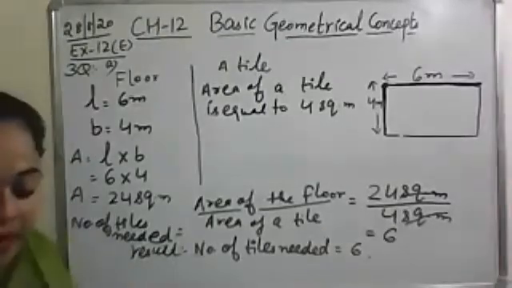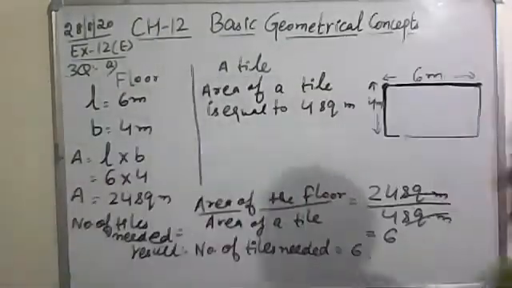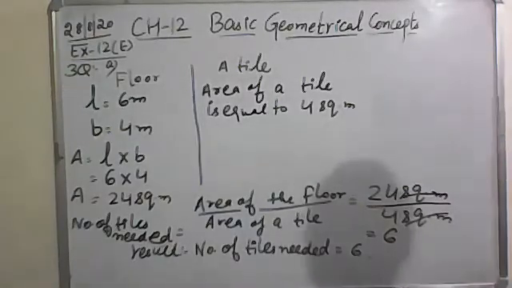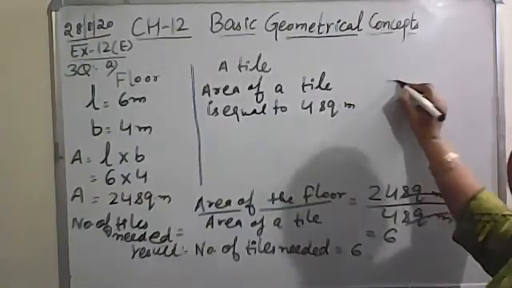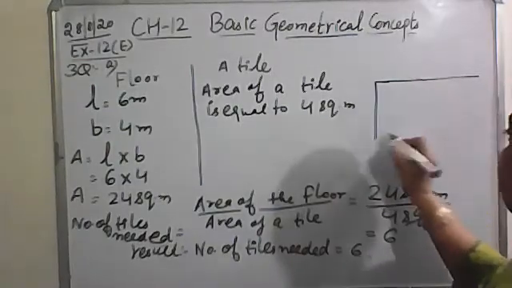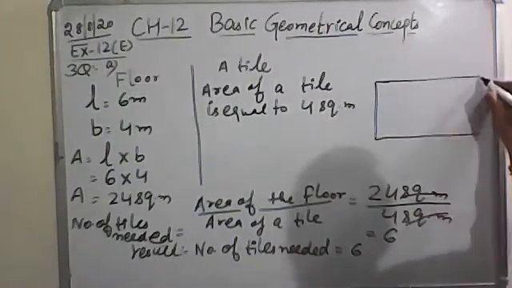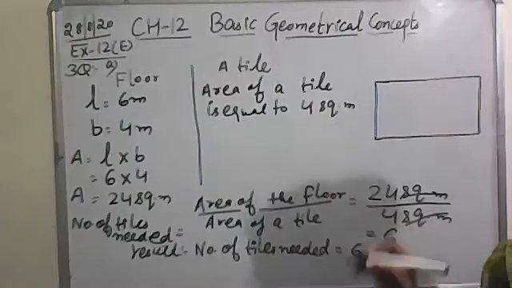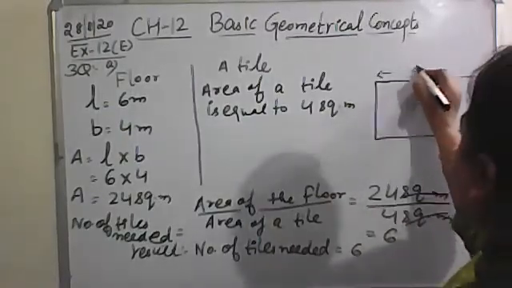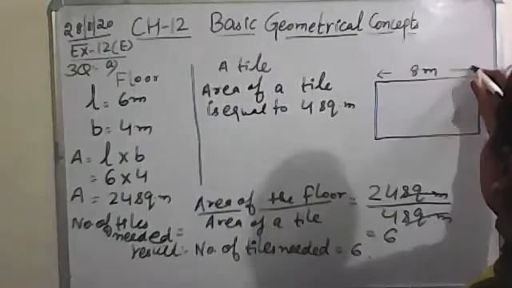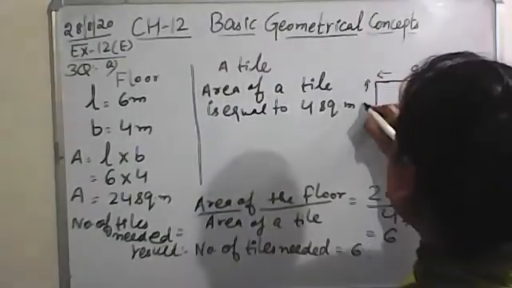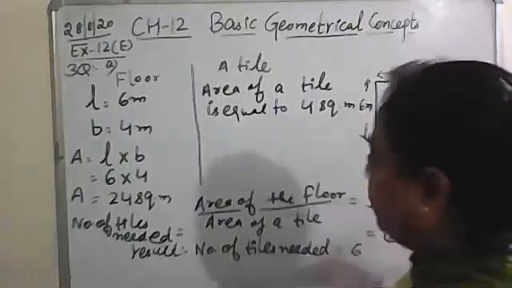Now come to the B part. After noting down, come to the B part. Now in B part, we have 8 meter length and 6 meter breadth.